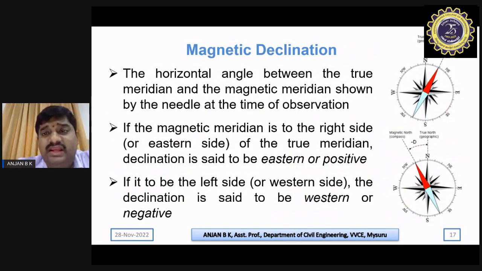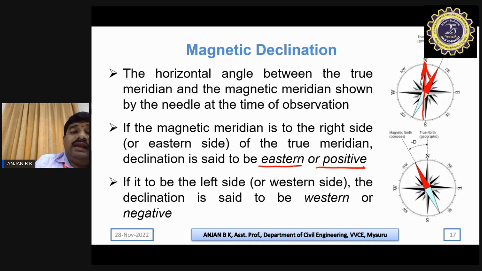And next is magnetic declination. What is magnetic declination? Declination means you have true north and true south. If the magnetic needle differs from true north by a certain amount, then that is called magnetic declination. If the declination is towards the east side, from north towards east, then that is called eastern declination, or it is called positive. And if the declination is towards the western side of the north direction, then that is western declination, or it is also a negative declination.